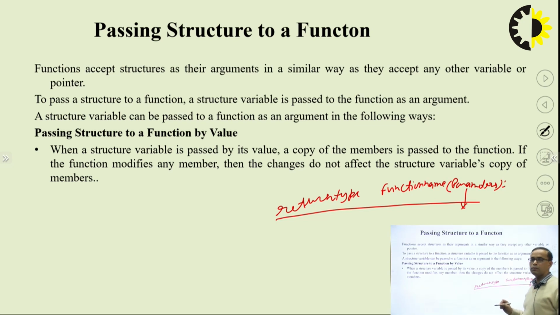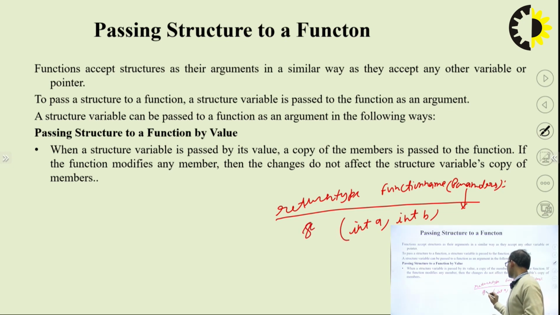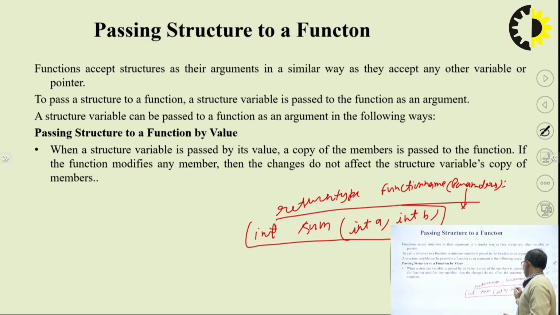Suppose we have to perform the sum of two integer type variables, then the parameters passed inside the function may be int a and int b, and suppose the function name is sum and its return type will be integer. Okay, so in the same way as we pass the parameter inside the function, we can also pass the structure inside the function. There are two ways to pass the structure inside a function. First is pass by value, which is also known as call by value.